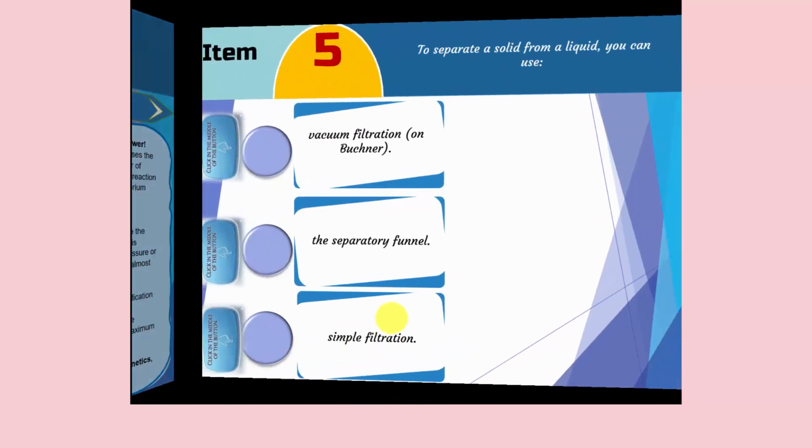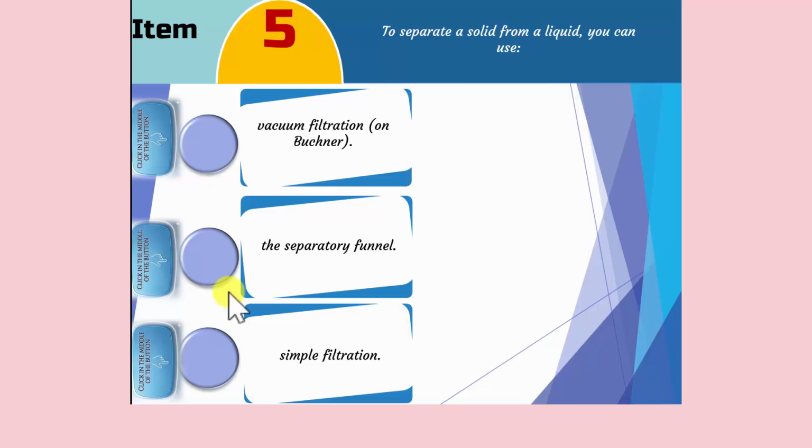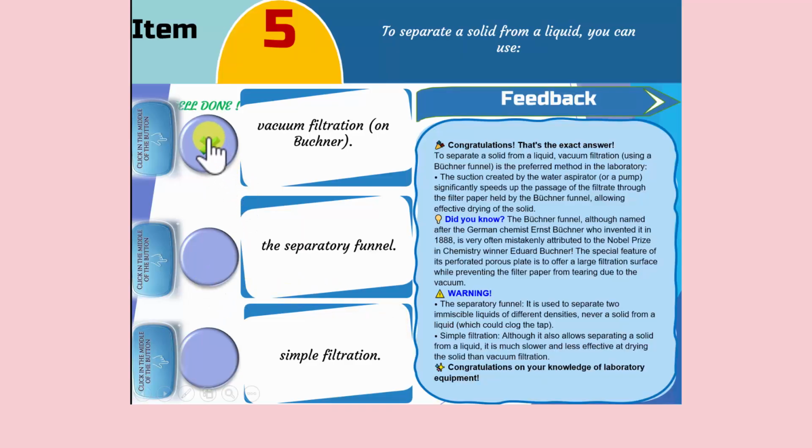The correct answer is vacuum filtration using a Buchner funnel. It separates a solid from a liquid efficiently, while suction from a water aspirator or pump speeds up filtration and helps dry the solid. A separatory funnel is not appropriate here. It is designed for two immiscible liquids and could clog if used with a solid. Simple filtration can separate a solid and liquid, but it is slower and leaves the solid less dry. So, well done. Vacuum filtration is the preferred laboratory method.